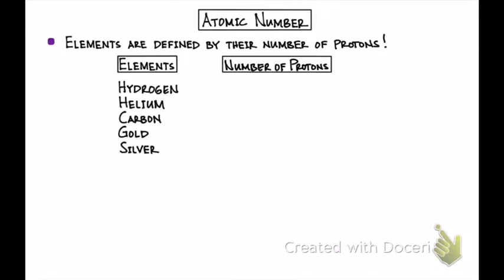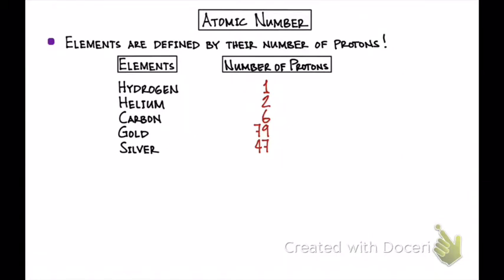So let's take a look at these elements listed here. We have hydrogen, helium, carbon, gold, and silver. When you look at the periodic table, you'll be able to determine the number of protons for any of the elements in the periodic table. Hydrogen, for example, has 1 proton. Helium has 2, carbon has 6, gold 79, and silver 47. And as I mentioned earlier, you won't see 2 elements in the periodic table with the same number of protons. So when I ask you which element has 6 protons, there's only 1 element in the periodic table containing 6 protons, and that's carbon.